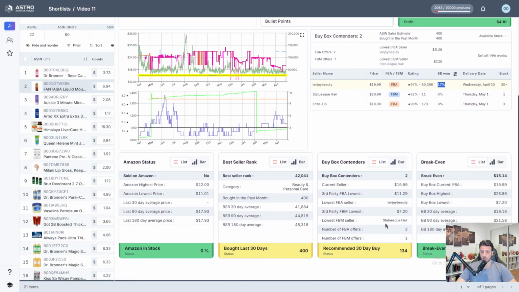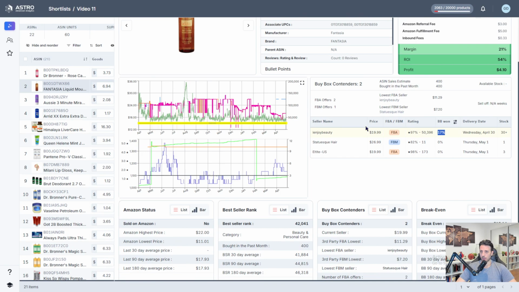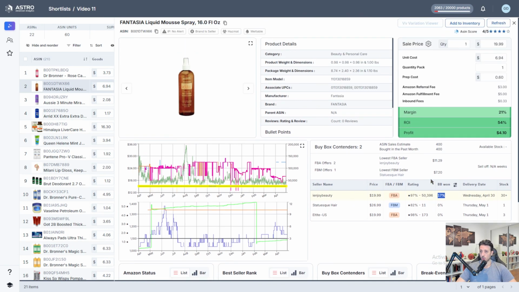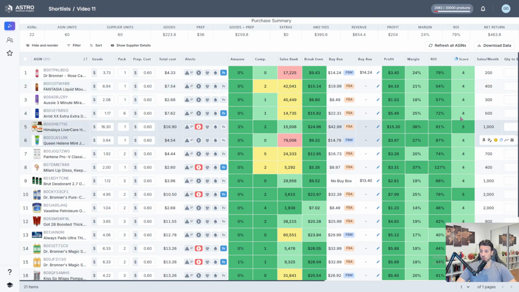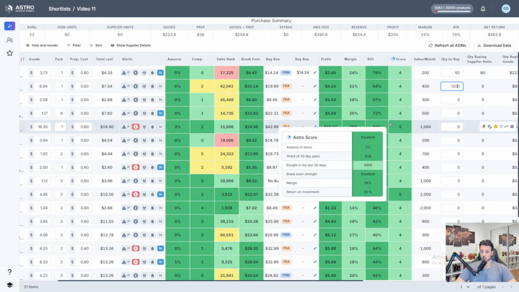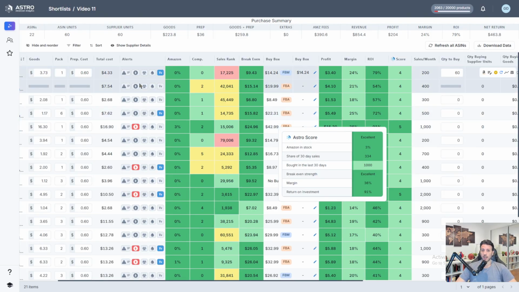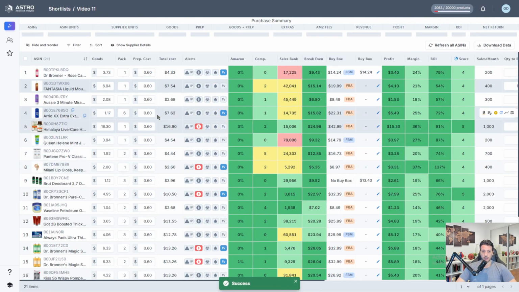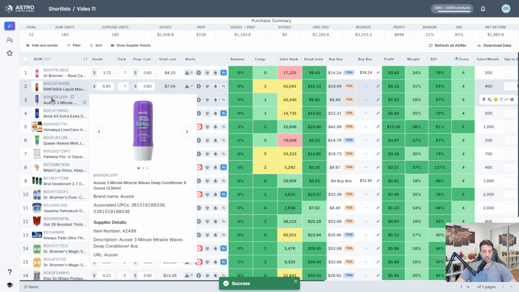30 plus sales per month. Everything's green. The sales are a bit low. Recommendation is that there are 2 buy box contenders, so we'll be the 3rd. Buy 134. I probably won't buy 134. I'll probably buy 120. That's plenty of profit. 120 for 1 item, so 492 is the profit. So I'm going to go ahead here and type in 120 units. For this one, I see everything was solid, so yep, go ahead with that one.